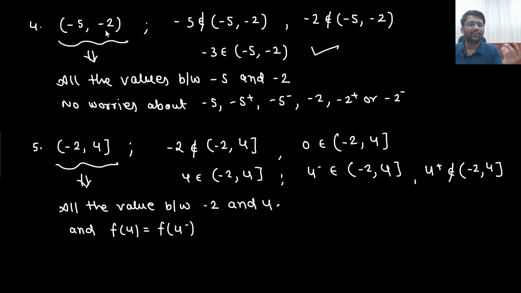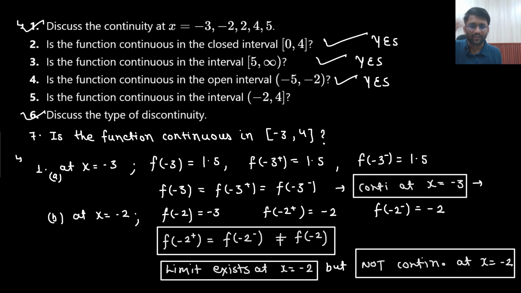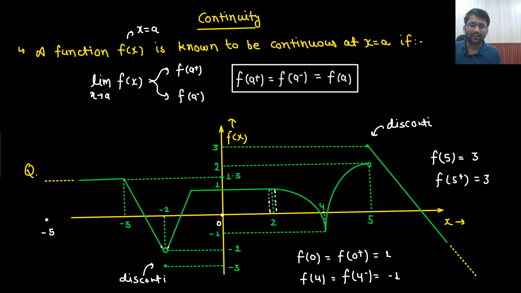Here, sir, -2 was not even belonging, so I will not care about -2. -5 was not even belonging, I will not care about it. But sir, 4 is belonging, no? So 4 and 4 minus are belonging, so I will care about these two only. If they are the same, my job would be done. In this question, f of 4 is equal to f of 4 minus, that is equal to -1.